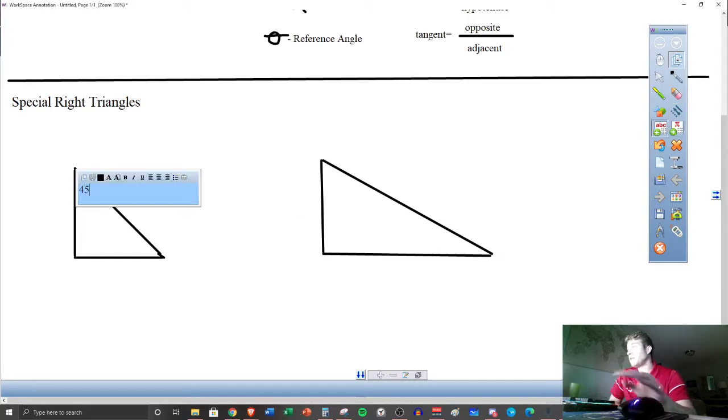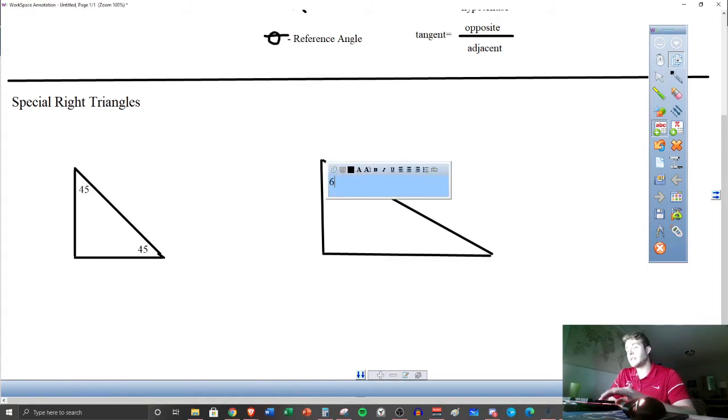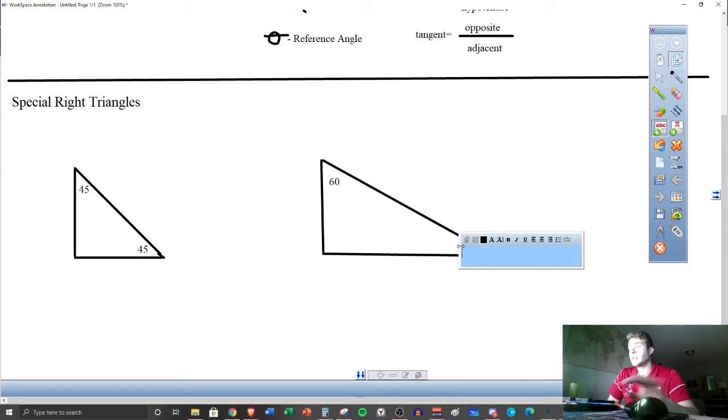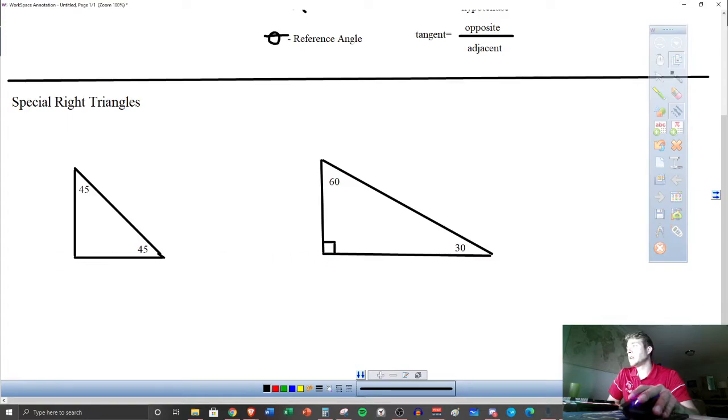This one's going to be 45, as well as the other one here. So make sure you're drawing these in your notes. This one is a 60 degree, and this one is a 30 degree. And then of course these are right triangles, so we're going to put the right angle in this corner here. There we go.